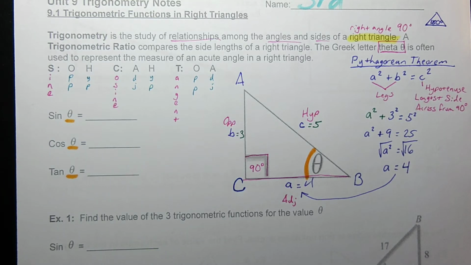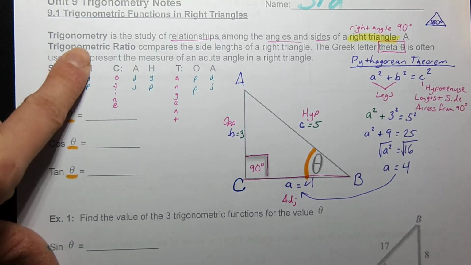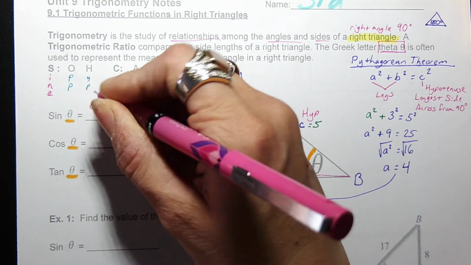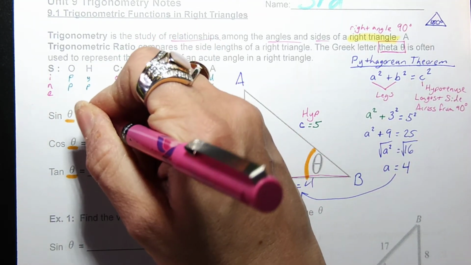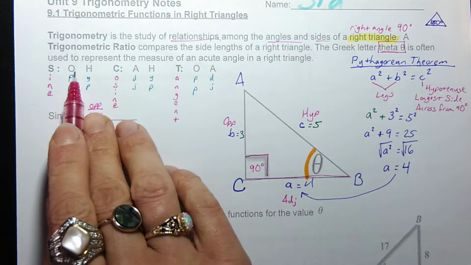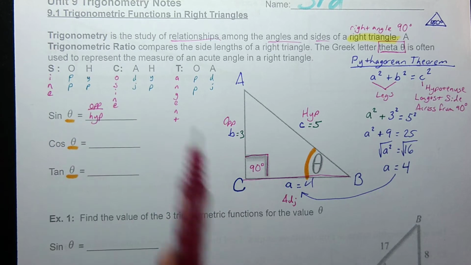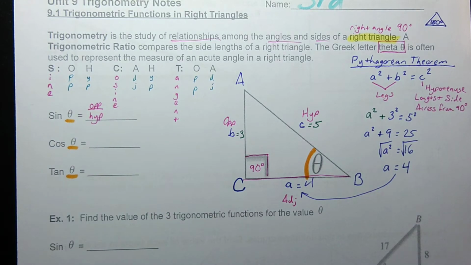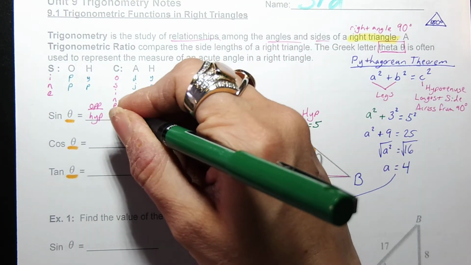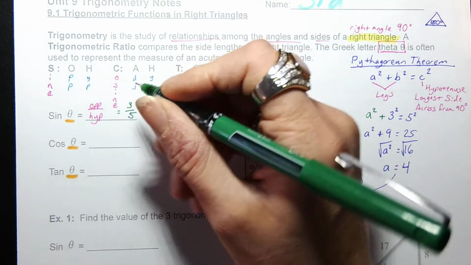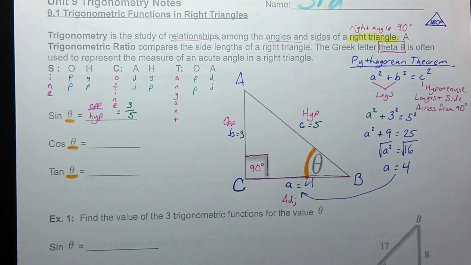And now we are going to use those sides to structure our trig relationships. So sine of theta is opposite over hypotenuse. That's the SOH part of SOHCAHTOA. The O means the opposite side goes on the top and the hypotenuse side goes on the bottom. So what would sine of theta be equal to? 3, the opposite side, over 5, the hypotenuse side. So sine of theta is 3/5.